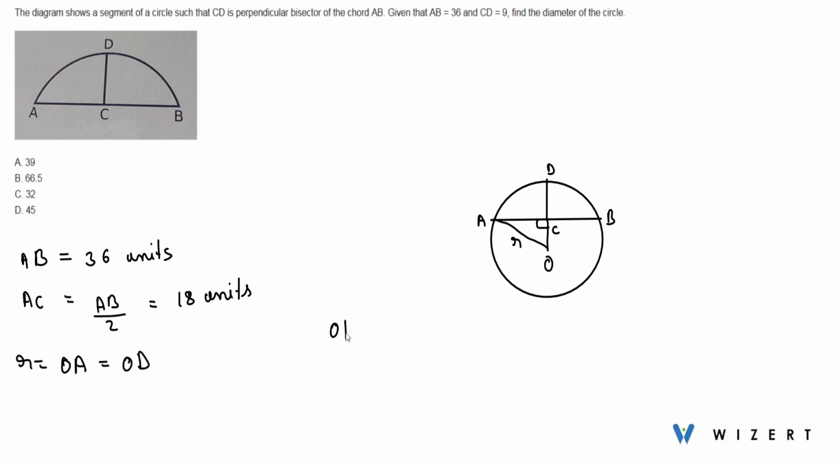Now OD can be written as OC plus CD. Let OC equals X units. So OD, which is nothing but R, will be equals OC, which is X units, plus CD, which is given as 9 units. Therefore X will be equals R minus 9 units.